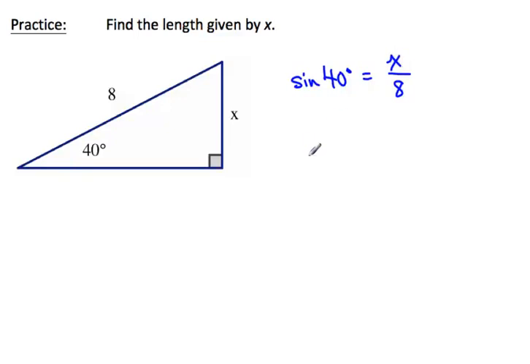We want to isolate x, so we're going to multiply both sides by 8. Therefore, 8 sine 40 is equal to x. And at this stage, you'd plug this into your calculator, making sure that your calculator is in degree mode. And you get x is approximately equal to 5.14. So we found the side length of x by rearranging and using the sine ratio.